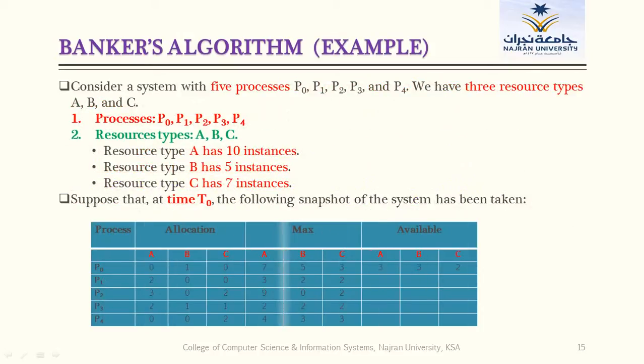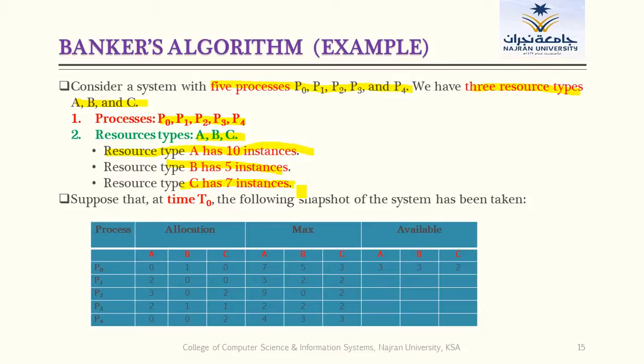Now we will see some examples of Banker's algorithm. Let's suppose in this example we have 5 processes P0, P1, P2, P3 and P4, and 3 resource types A, B and C. These can be any resources. Now the resource type A has 10 instances, B consists of 5 instances and C has 7 instances. So this is the total number of resources we have available.